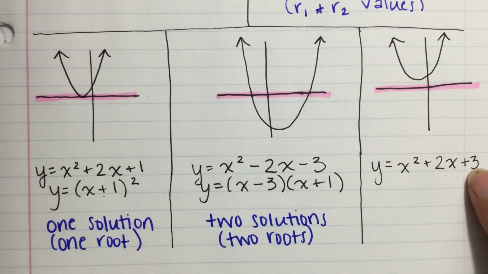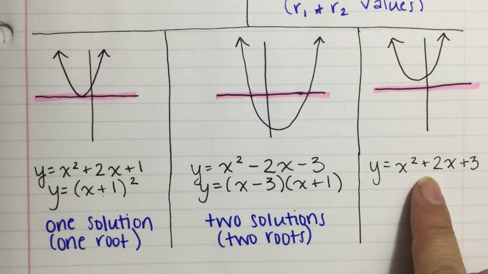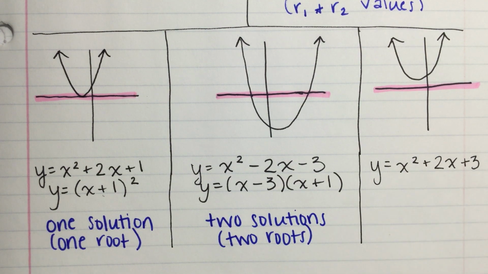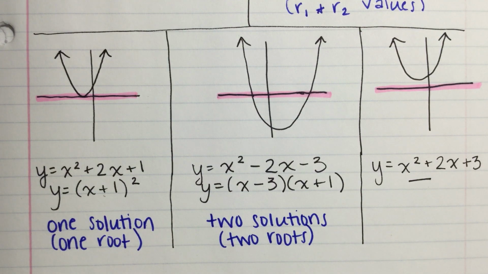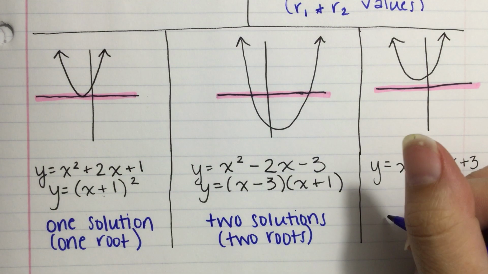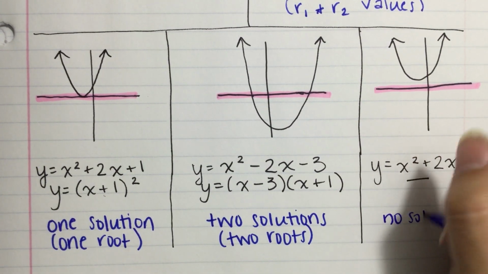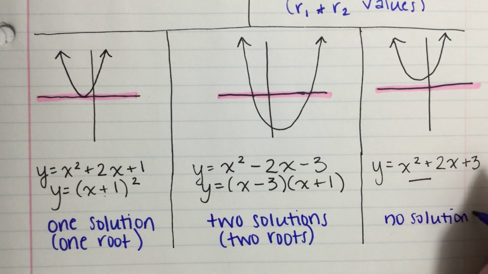And if I try and factor this, there are no factors of 3 that will give me a sum of 2. So there is no factored form here. And along with that, there are no solutions. Or in other words, no roots.